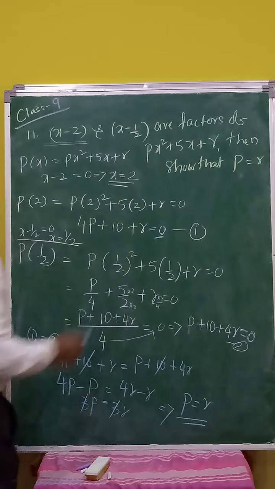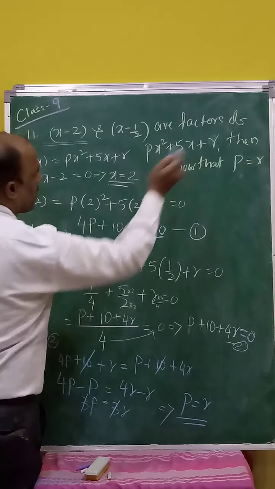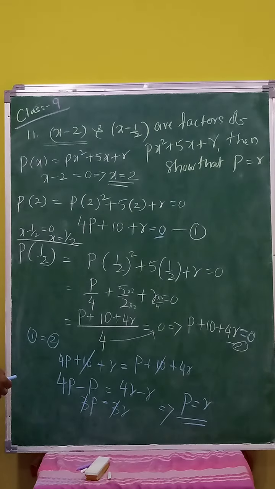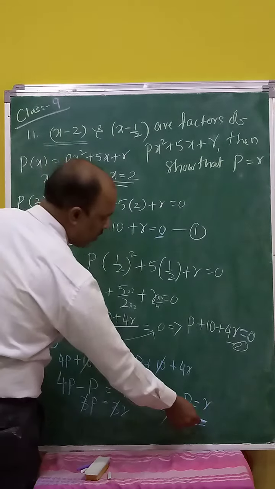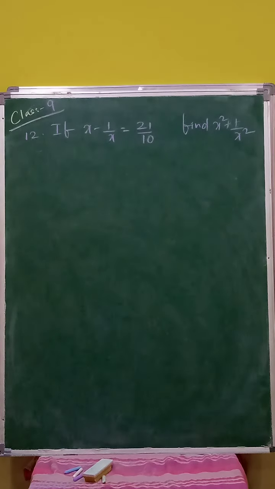See here. x minus 2 and x minus 1 by 2 are the factors of px square plus 5x plus r. Then show that p is equal to r. That is finally completed. p is equal to r. Now children, we will go for one more example.